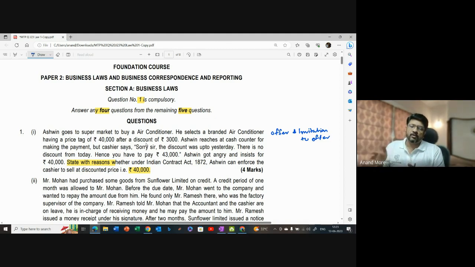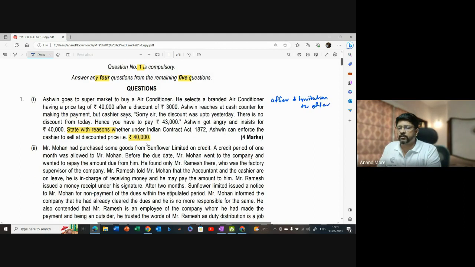Unless and until there is offer and acceptance, there is no binding contract which is coming into existence. Invitation to offer does not amount to offer. That means the price tag is not an offer. Ashwin picking up the goods is not an acceptance. Therefore, there is no valid contract. That means Ashwin cannot enforce the cashier to sell the goods at the discounted price of rupees 40,000.